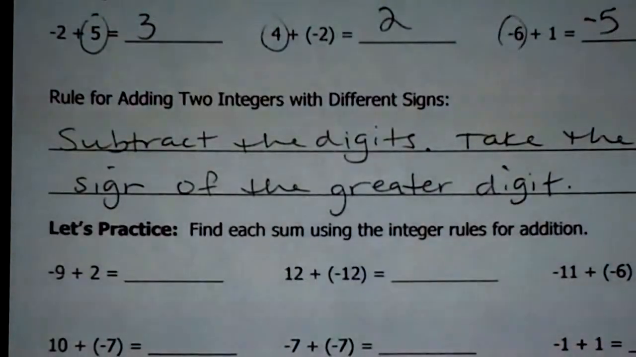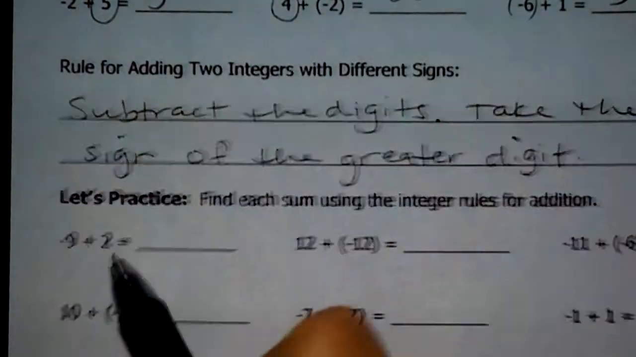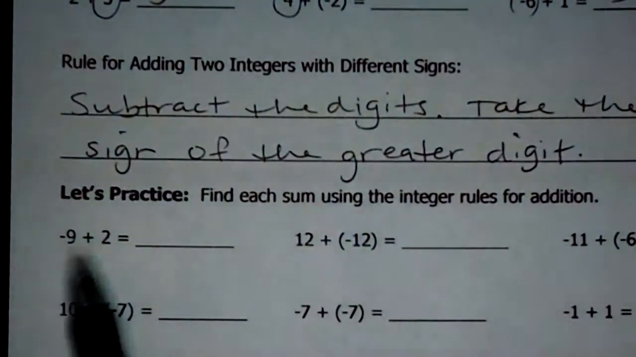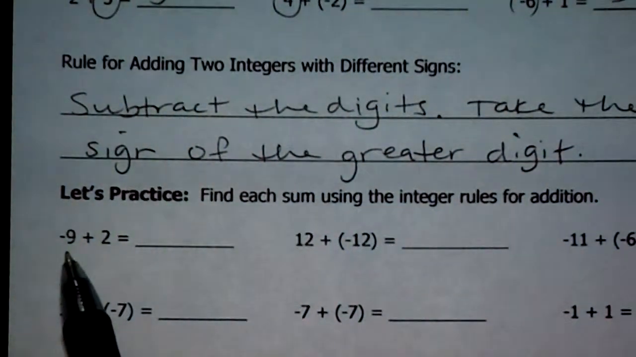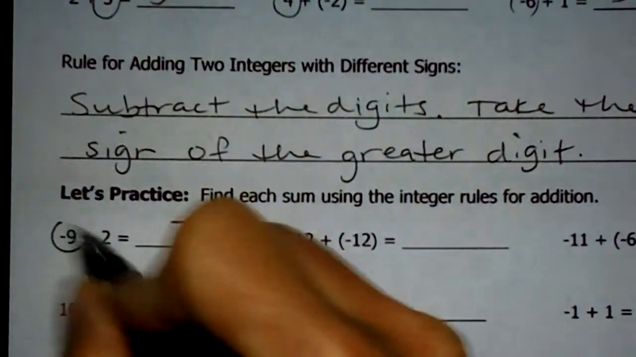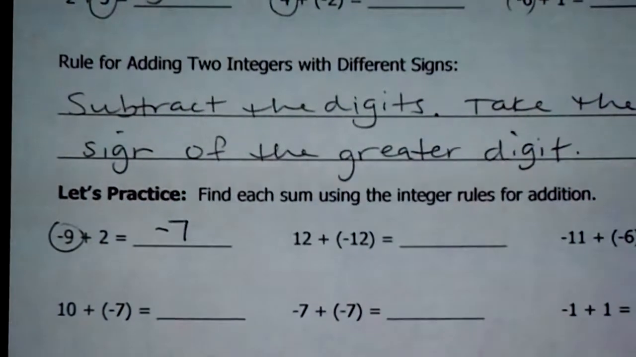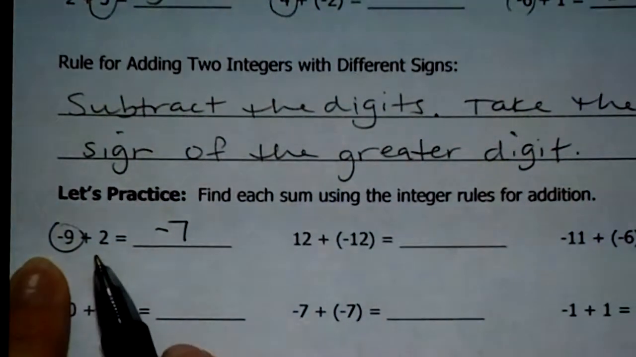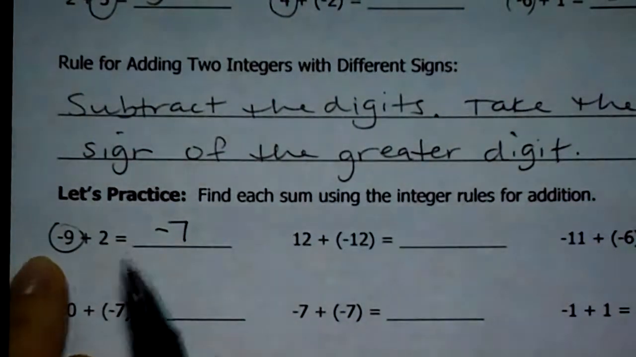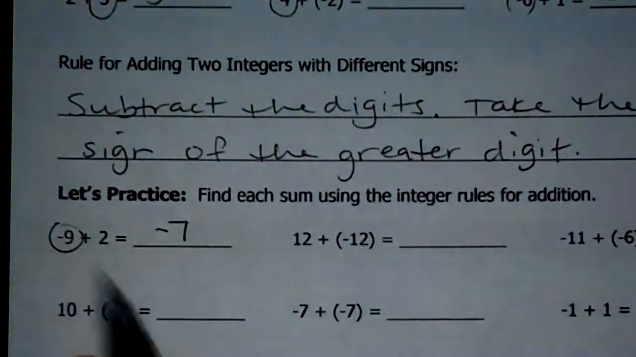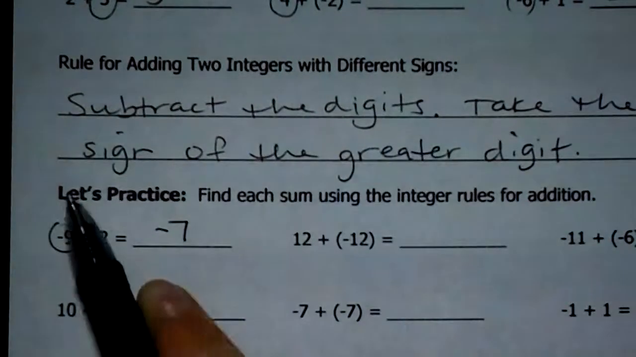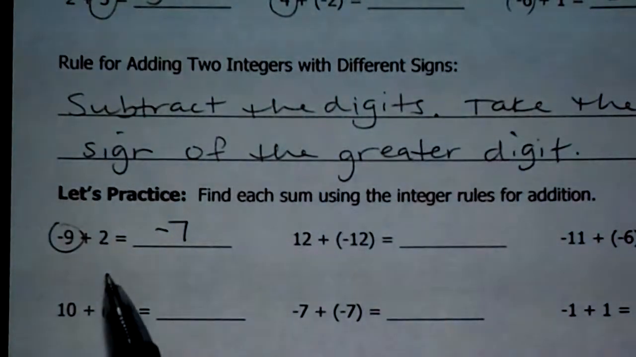Let's practice just a few here. -9 plus 2. First off, notice these are 2 different signs. That means I subtract. 9 minus 2 is 7. I have more negatives than positives, so my answer is negative. And picture that with the blocks. If you had 9 negatives and 2 positives, you'd be able to remove 2 0 pairs, right? You'd be taking 2 away from this side and 2 away from this side. You'd have 7 left on the negative side.